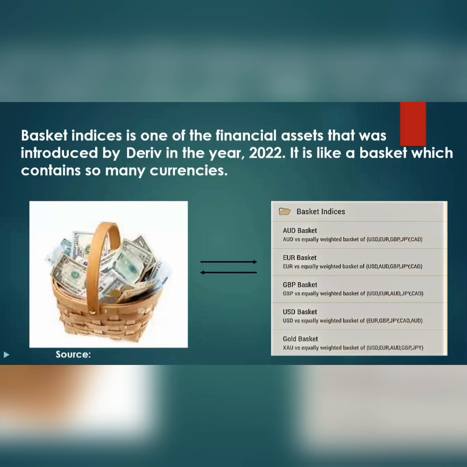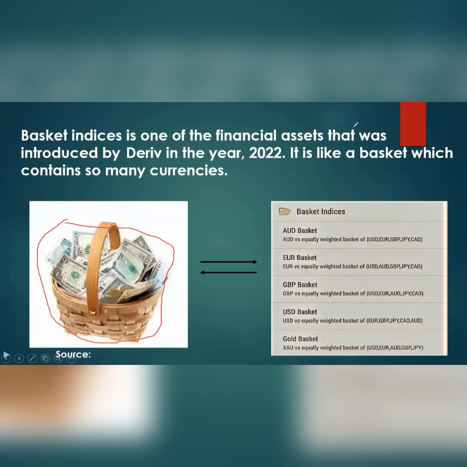So basket indices, like we know, is just a basket which contains so many currencies. We all know what a basket is. It's a container. Some people can call it a reservoir or a store. So having a reservoir that is made for currencies is what makes a basket indices. You can look at this picture here. You can see the basket that has so many currencies here, primarily the dollar.